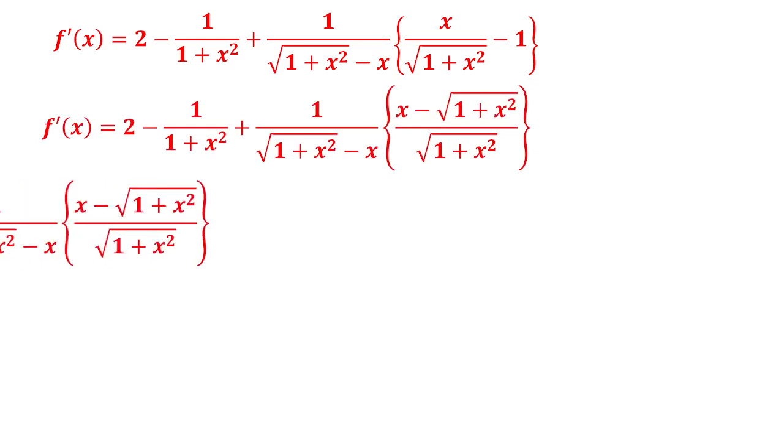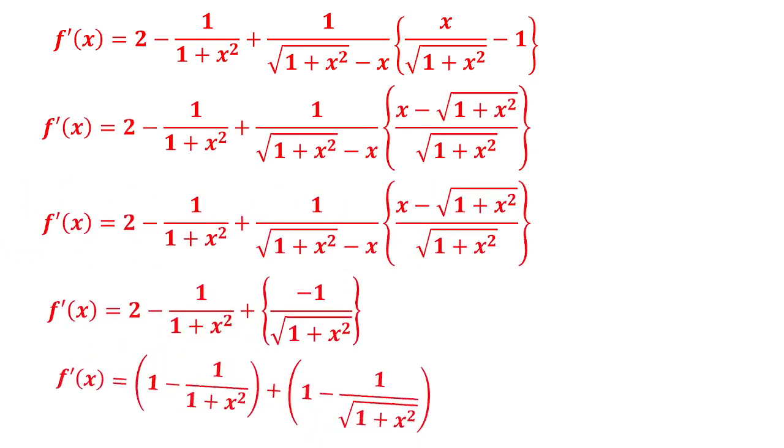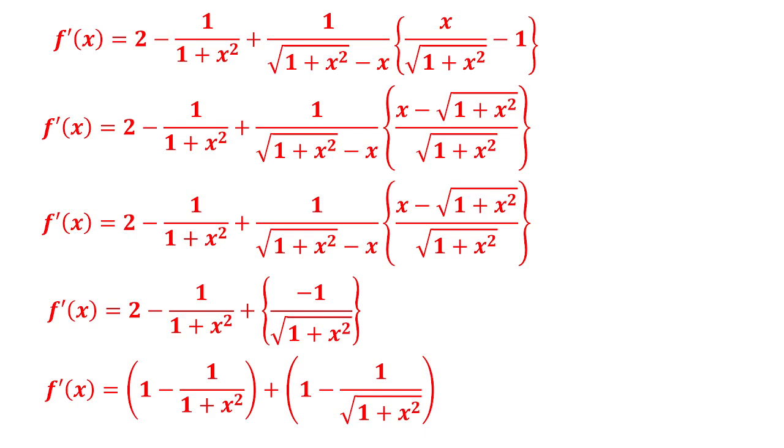I think all of you know how to simplify it. And remember, when you take the LCM and all, it is getting simplified fantastically. After that, you have to be very careful. Now you see, this is coming as 2 minus 1 upon 1 plus x square plus minus 1 upon square root of 1 plus x square.